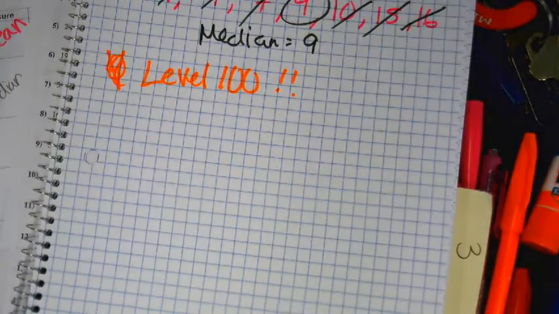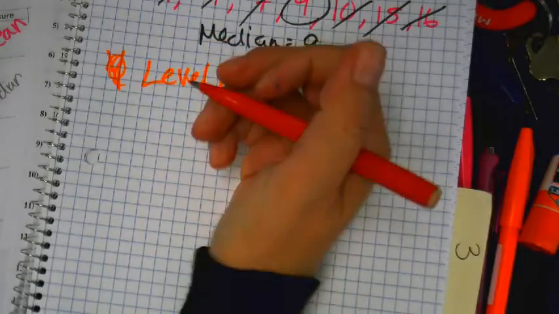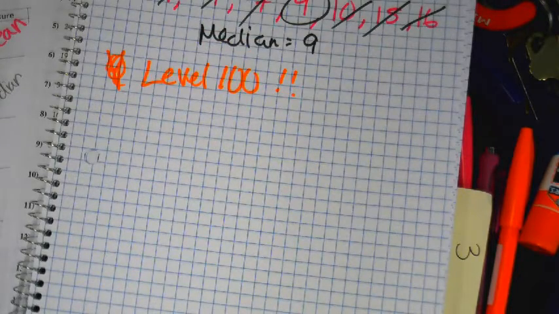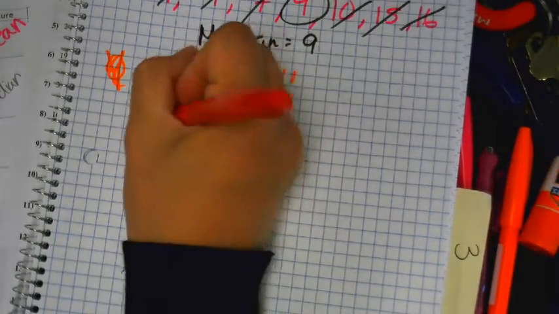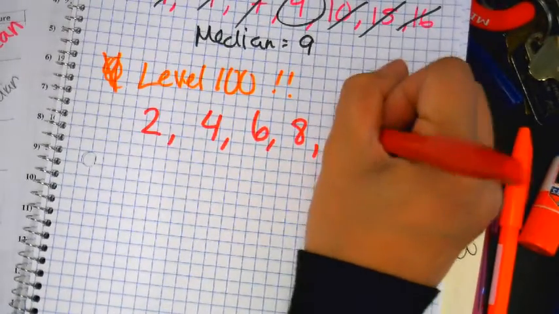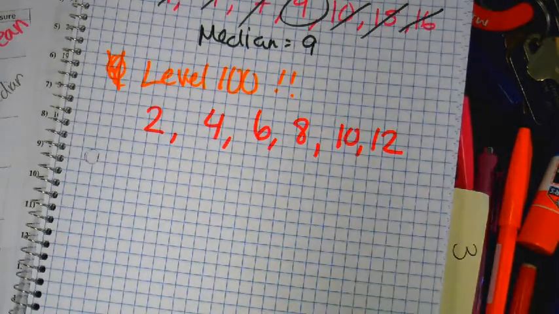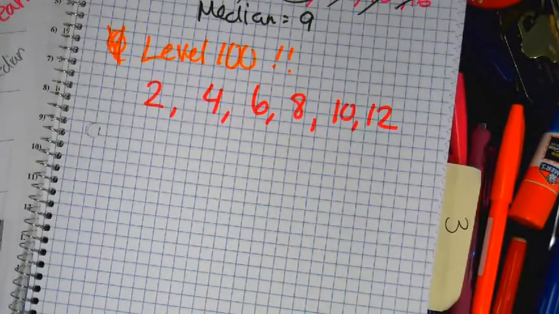All right, level 100. So let's write. I'm going to put them already in order so we save time: 2, 4, 6, 8, 10, and 12. So we read level 100? Whatever I write, you write.